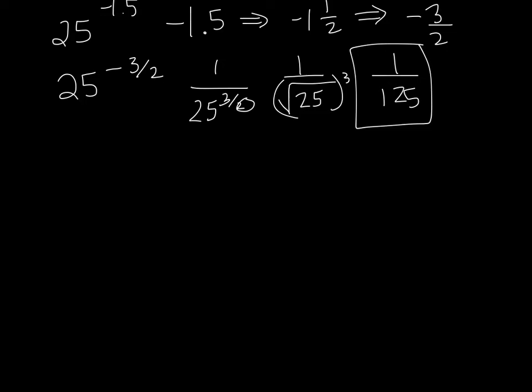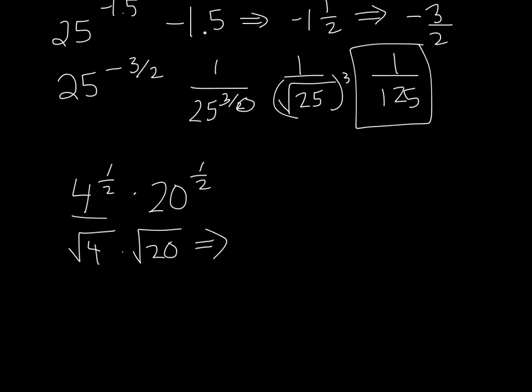Another problem is 4 to the 1/2 times 20 to the 1/2. So these, I can write them as a radical. So this is going to be radical 4 or root 4 times root 20. And that's more recognizable to simplify. So root 4 is 2. And then root 20 is 2 root 5. So you can write these together as 4 root 5.